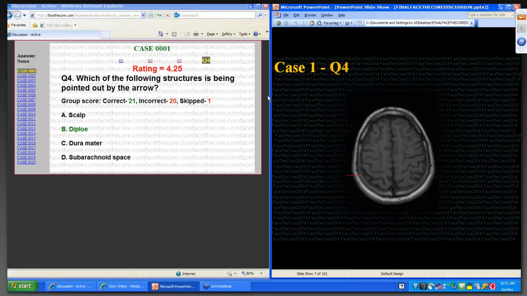And then the last question in case 1 is, what is being pointed out in this arrow? Is it the scalp, the diploe, dura mater, or subarachnoid space? And notice that this is a T1 weighted image. You see that the diploe contains the marrow. And we should always look for the normal marrow signal, typically T1 bright, T1 hyperintense. So the correct answer in this case is the diploe.